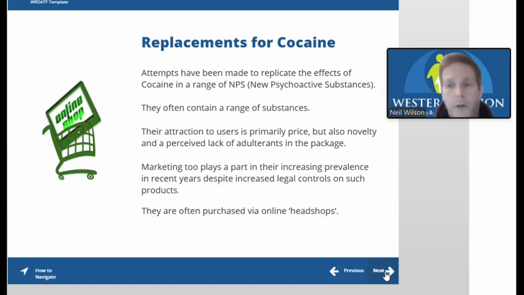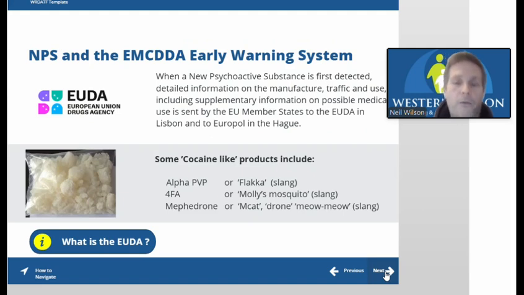Attempts have been made to remove cocaine entirely and to replace it with a product that has very similar effects. And some of these are listed, for example, through the EUDA early warning system. The EUDA has now replaced the EMCDDA and is the European Union Drugs Agency. Its system for pointing out and analysing new products that come along is very useful, and here are some of the ones that they've listed here, of which the most well known is probably methadone.